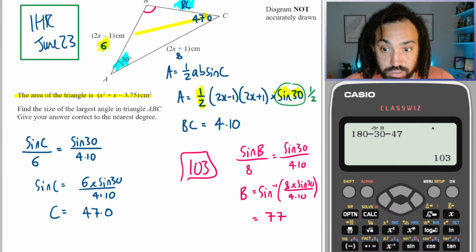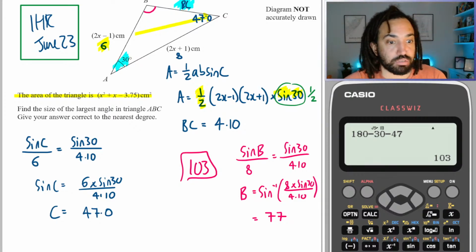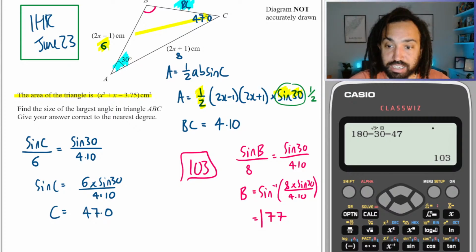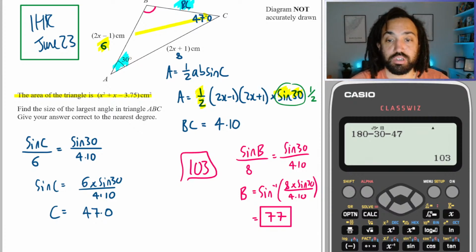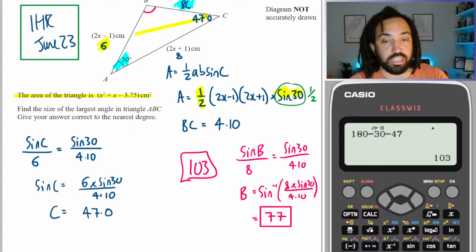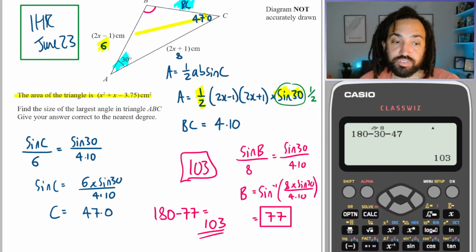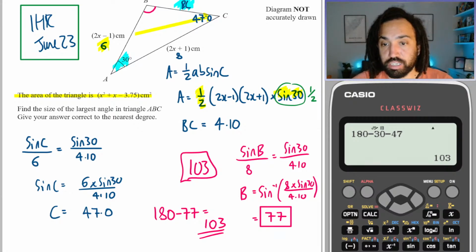And that is because when you do the sine rule, there are 2 possible angles. It's really important. Sine has 2 angles under 180. So it will always give you the acute angle. But if the triangle has an obtuse angle in it, then you must do 180 minus the acute angle to get the actual correct obtuse angle. So very important to know that. Okay?